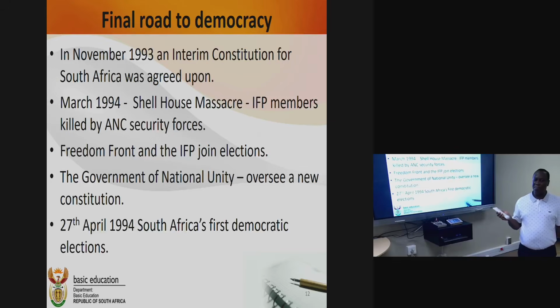Nelson Mandela became the first democratic president of the Republic. Thabo Mbeki became the first deputy president, as well as de Klerk became the second deputy president. Gatsha Buthelezi was made the Minister of Home Affairs. So this clearly indicates that all those steps led to the formation of the first government of national unity in 1994.